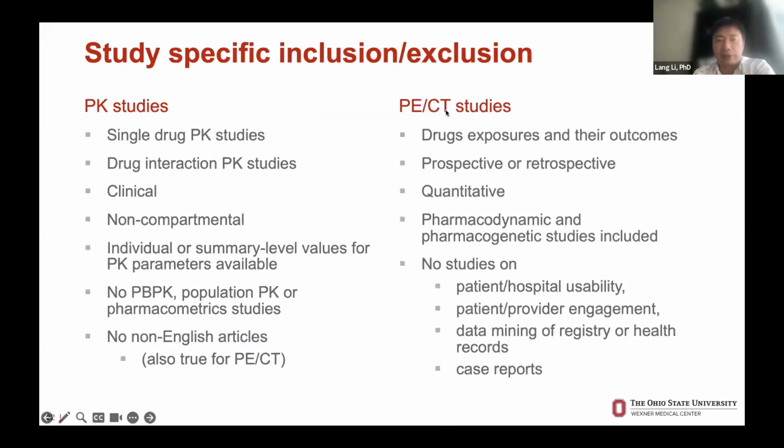For the PE and clinical trial studies, we include drug exposure and outcome respective studies with quantitative data. Pharmacodynamic and pharmacogenetic studies are also included, but we are not including patient hospital usability studies, patient-provider engagement studies, or data mining of registries, health records, or case reports. That is where we are trying to differentiate, so those data are not included in our PE and clinical trial studies.